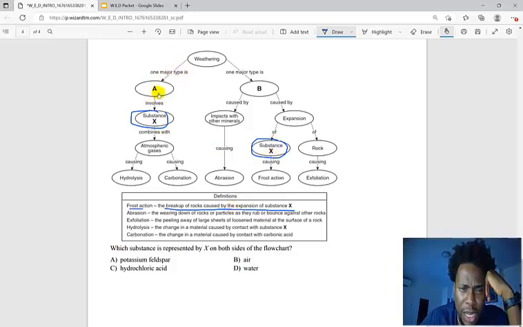Here it says another type involves substance X again, which combines with atmospheric gases. Yeah, it is water. It is rainwater that combines with carbon dioxide in the atmosphere to create acidic rain, which causes carbonation or can cause hydrolysis. So the correct option here definitely would be option D, water.